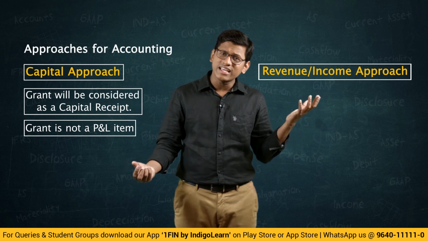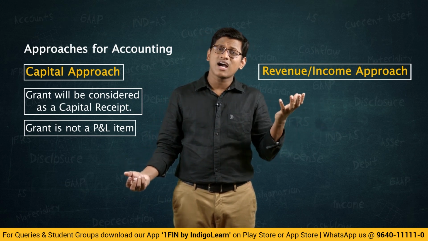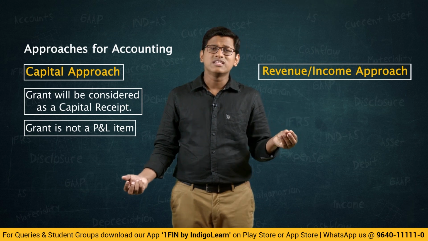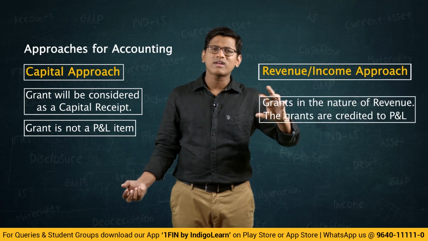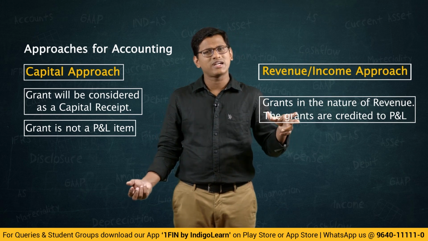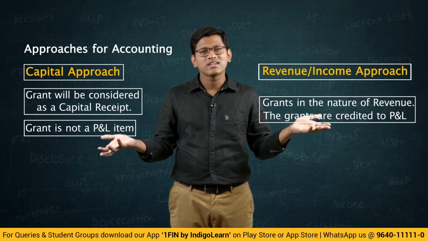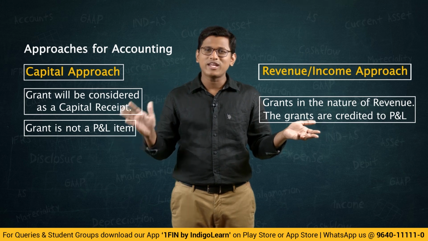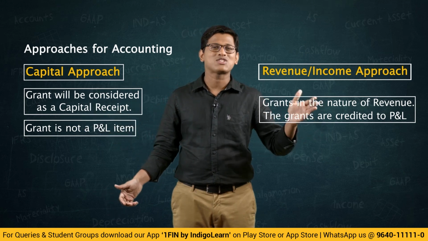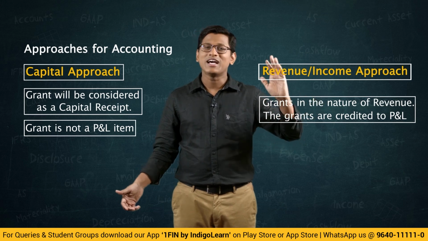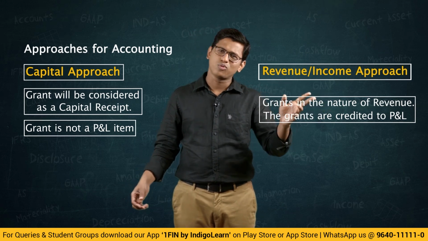The other theory which is propounded is that the government grants are more in the nature of revenue. These are to be credited to P&L. So these are viewed more as revenue items than capital items. Now, which of these two theories is correct? Both are correct. So there are certain cases where we do accounting considering capital approach, and there are certain cases where we do accounting using revenue approach or income approach. So we call it income approach or revenue approach, both are fine.